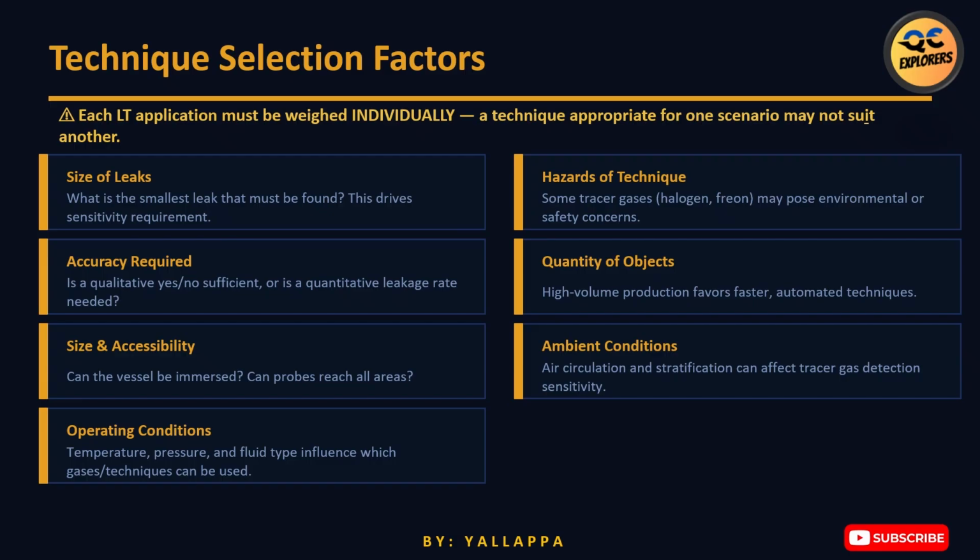Factor 5. Hazards. Safety always comes first. Some tracer gases may present environmental concerns. Others may require special handling procedures. Never ignore safety when selecting a method. Factor 6. Production volume testing. One pressure vessel is very different from testing 10,000 automotive components. High-volume manufacturing often requires automation and speed.